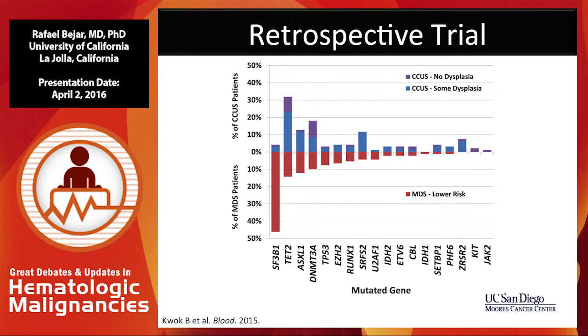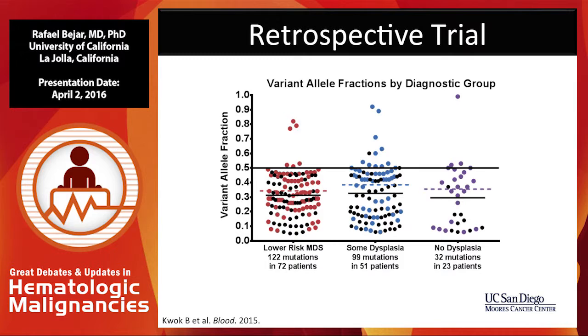SF3B1 mutations are so tightly associated with ring sideroblasts, a feature that pathologists can pick up relatively easily, that SF3B1 mutant patients were more likely to be diagnosed as MDS. In fact, when we looked back, if you ignored ring sideroblast as a diagnostic criterion, most of the patients who had SF3B1 mutations would have been considered to have ICUS because they didn't have enough dysplasia in other cell lines to meet the criteria. Again, in this retrospective study, the abundance of mutations in patients, even patients that had no dysplasia whatsoever, was high, and it was comparable to that of the patients in the MDS group.